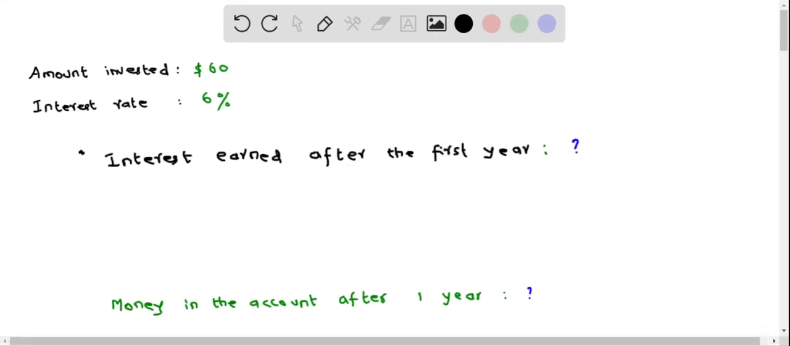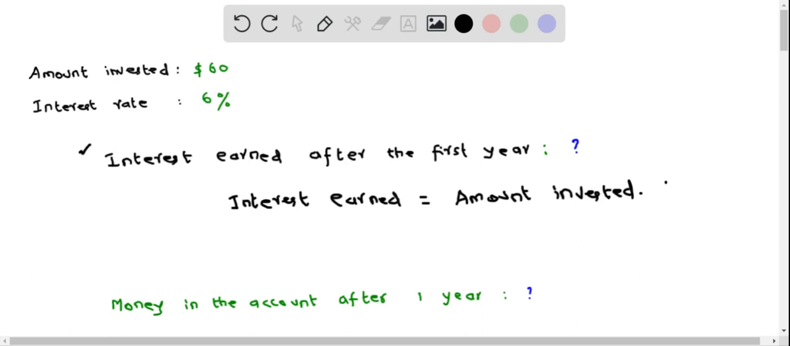Let's calculate the interest earned after the first year. So interest earned, this is after the first year, and this equals amount invested times the interest rate. So therefore this equals amount invested is $60. So I plug in 60 and then multiply with the interest rate, which is 6%.